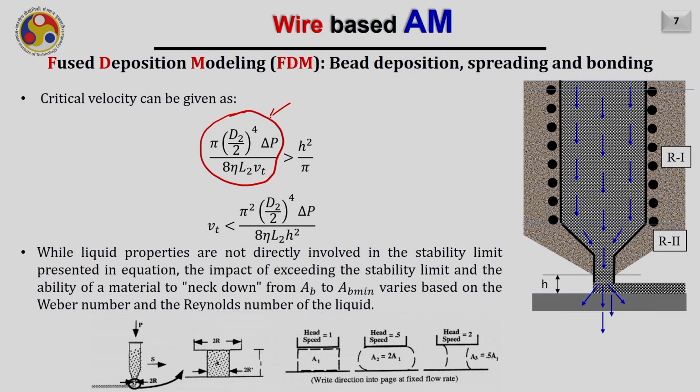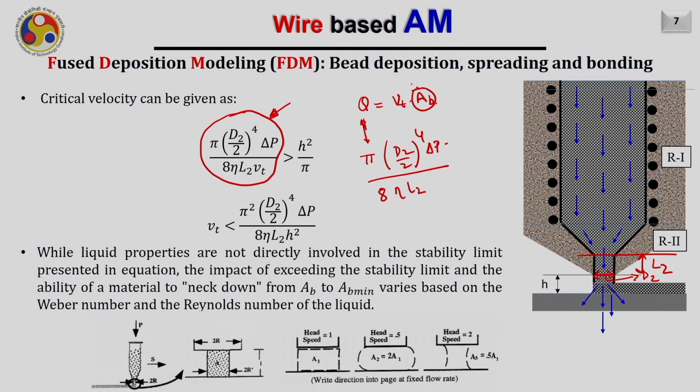So for that, let us use the formula which utilizes the flow rate, and it says that Q equals Vt times the deposited bead area AB, and the value of Q we have obtained by the Hagen-Poiseuille equation, which says it will be pi (d2/2)^4 delta P divided by 8 eta L2, where d2 is the nozzle opening diameter and L2 is the length of this region 2. Therefore, I can easily find out from here the value of AB.